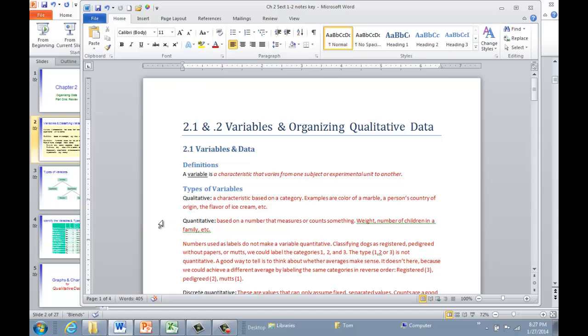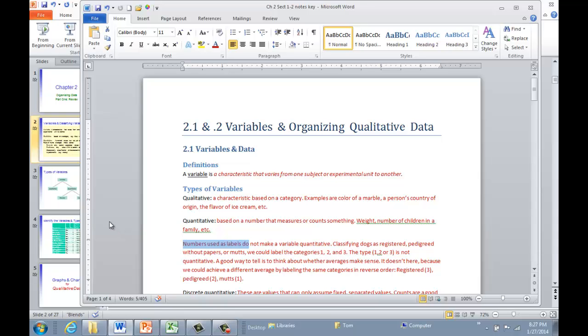A qualitative variable is based on a category. Examples of that would be something like the color of a marble, a person's country of origin, or perhaps the flavor of ice cream. A quantitative variable is based on a number, but you want to be a little bit careful here. It has to be a number that measures or counts something. Examples would be weights of an object, the number of children in a family, something like that. The reason we do need to be careful is that numbers can sometimes be used as labels. If that is done, it does not automatically make the variable quantitative.